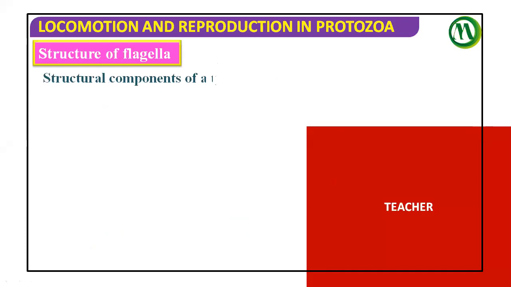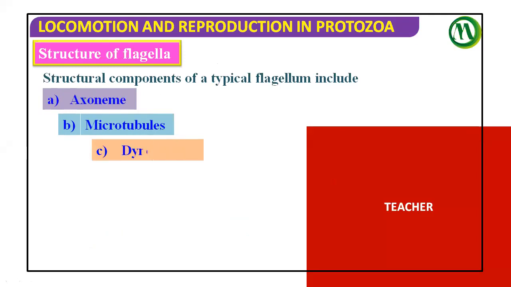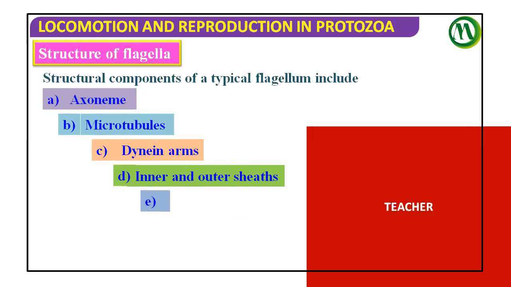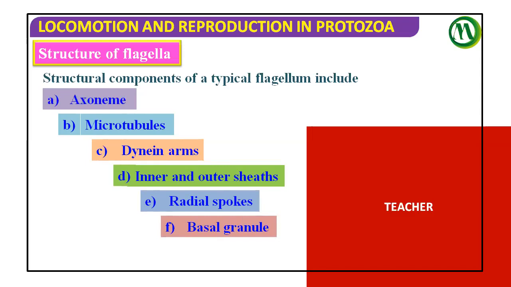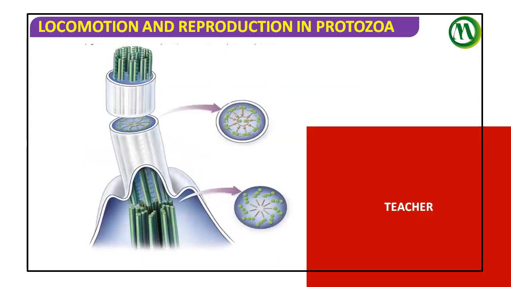The structural components of a typical flagellum include the axoneme, the microtubules present in the axoneme, the dynein arms, then the inner and outer sheath, then the radial spokes, and then the basal granule. Everything here, we are going to learn in this particular module. Let's take the transverse section of the flagellum to understand it much better.